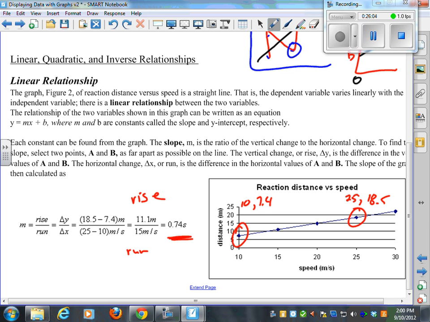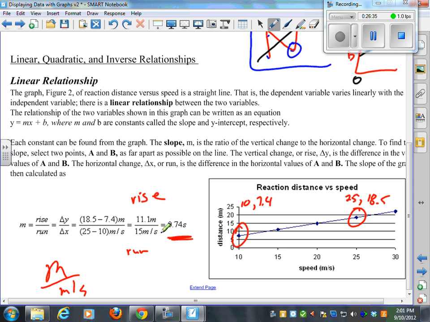What does the s stand for? Seconds. Where did the seconds come from? Have you ever heard Mr. Friesen talk about dimensional analysis? No, never. One student actually thought he was saying delusional analysis. It's kind of ironic there because I think they were suffering from delusions. But anyways, we've got meters divided by meters per second.